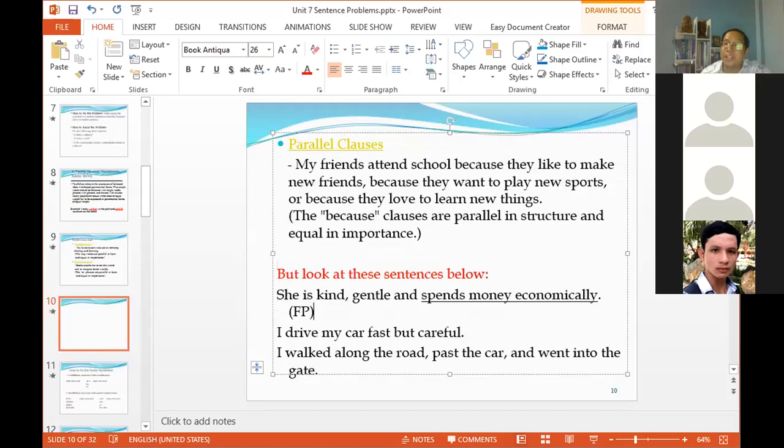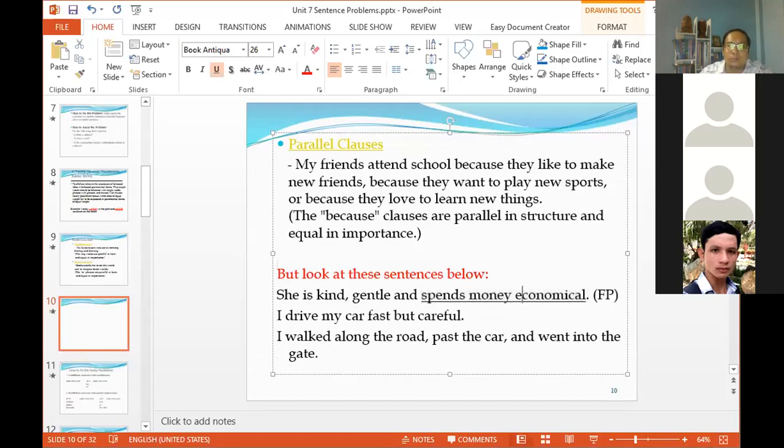Okay, faulty parallelism. So how do we correct it? Make it have the same part of speech. Kind and gentle are adjectives, right? So change this one to an adjective. Omit this one. Economical. That's it, right? Frugal is another option, buddy.